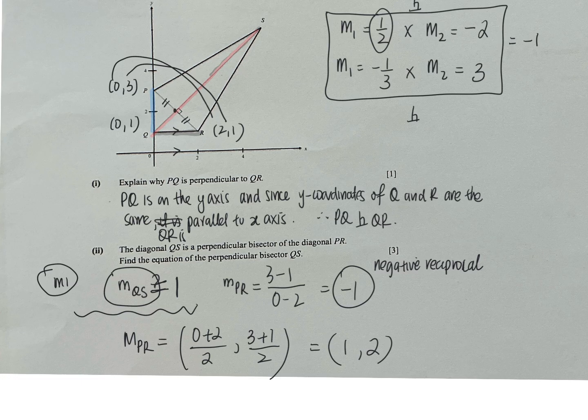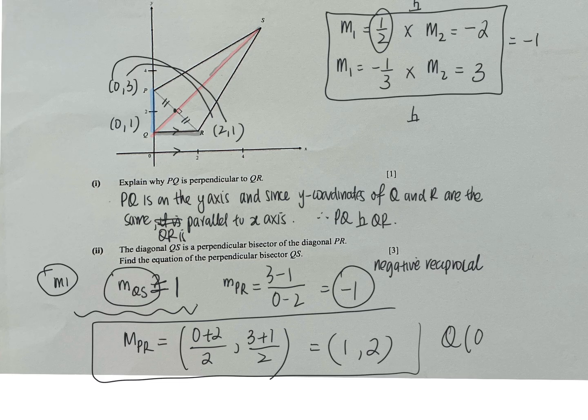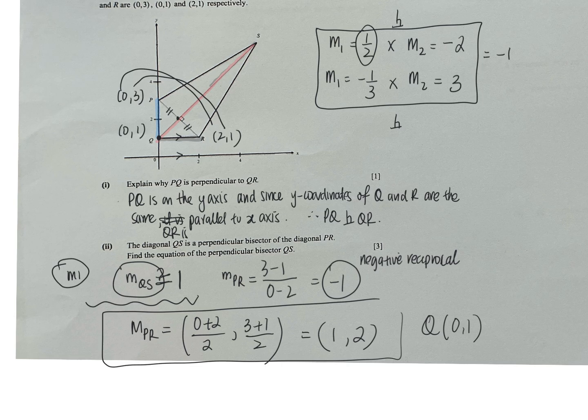Oh, actually, if you don't find this, it's also fine. You can use Q, because Q is also on the line. So you need not find the midpoint. So finally, equation: big Y minus small y equals gradient times big X minus small x. You will get Y equals X plus 1. So this is the equation of QS.